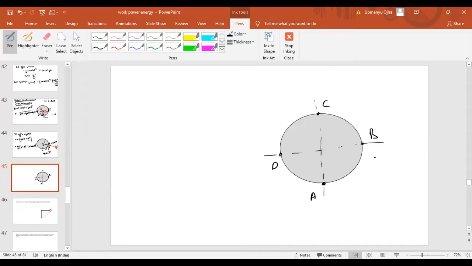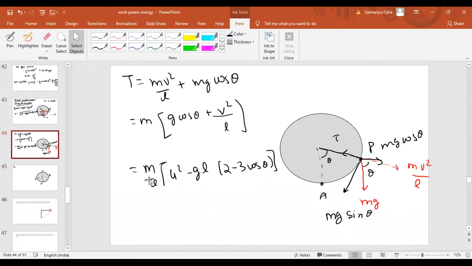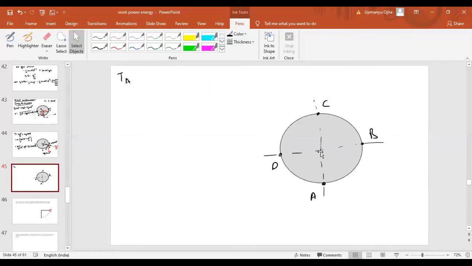Now if I have to find the tension at point A, how can we find it? If you look at this tension expression, m by L, u square minus gL times 2 minus 3 cos theta. Now theta will be equal to 0 degrees at point A, when the string makes an angle of 0 degrees with the vertical. Fine. So can we find the value of tension TA?